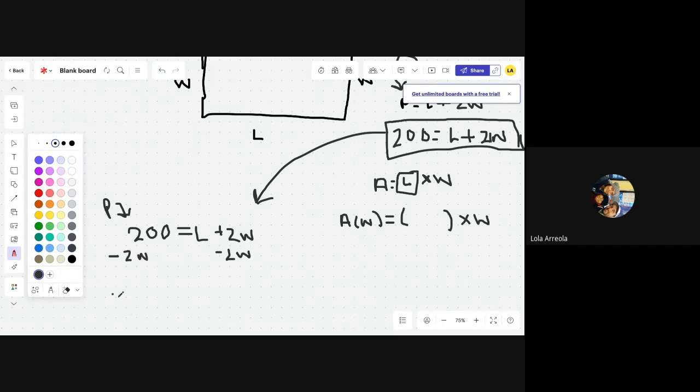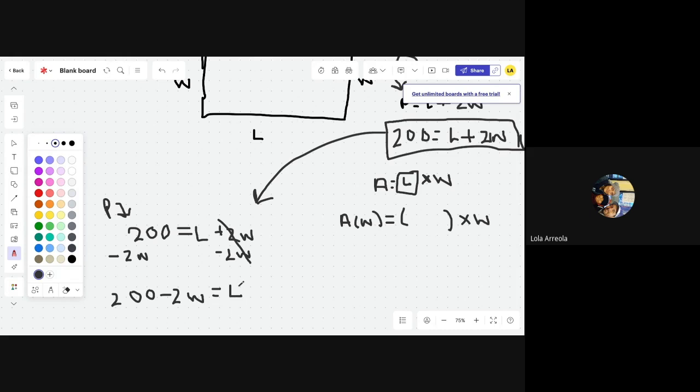So we have 200. The reason I subtracted W is to get everything on one side so that L is by itself, right? So it cancels 2W out here, moves it to the other side. So 200 minus 2W is equal to L.